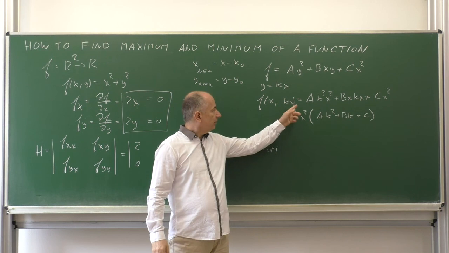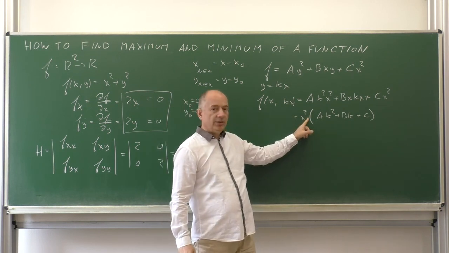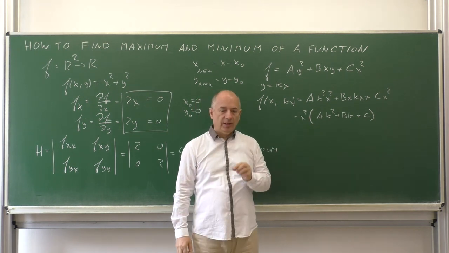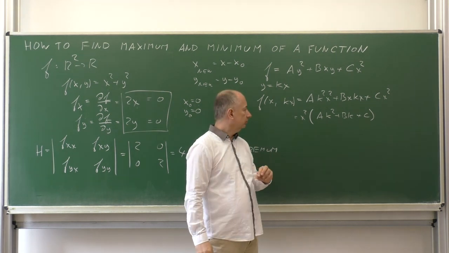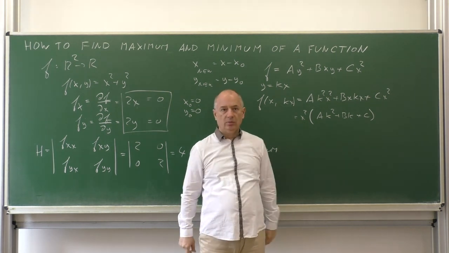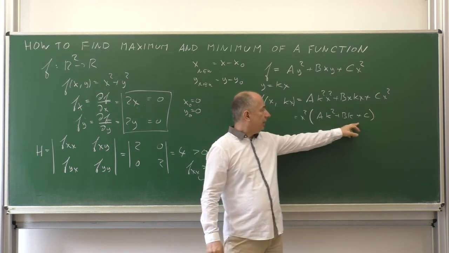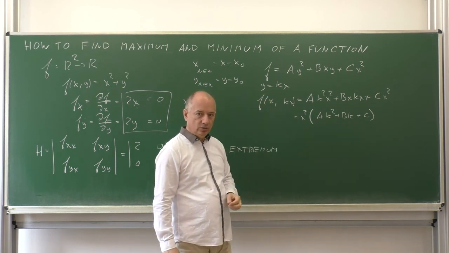Now, the function value can be written in a form which can be decomposed as a product. Here, this term depends on x, that means how far away from the origin we are. Let's consider some small x, non-zero. And this bracket does not depend on x, it depends on k alone.